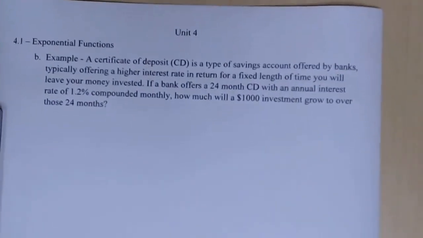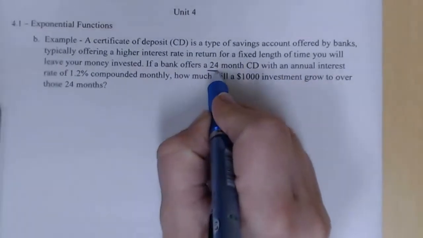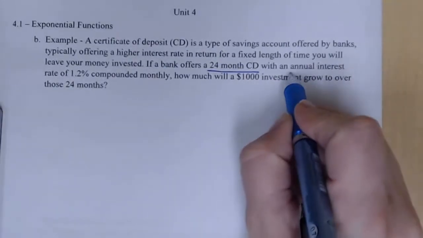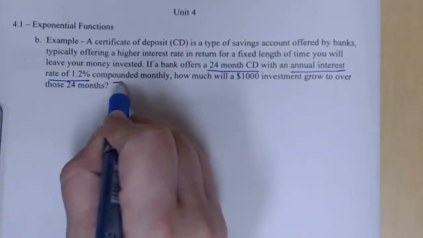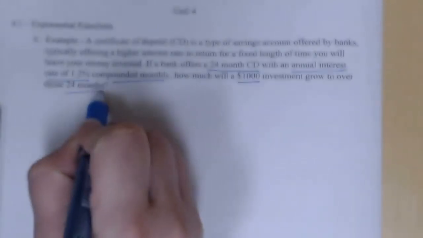Let's do another one. It says, a certificate of deposit is a type of savings account offered by banks, typically offering a higher interest rate in return for a fixed length of time you will leave your money invested. If a bank offers a 24-month CD with an annual interest rate of 1.2%, compounded monthly, how much will $1,000 grow over 24 months? So let's put this to use.